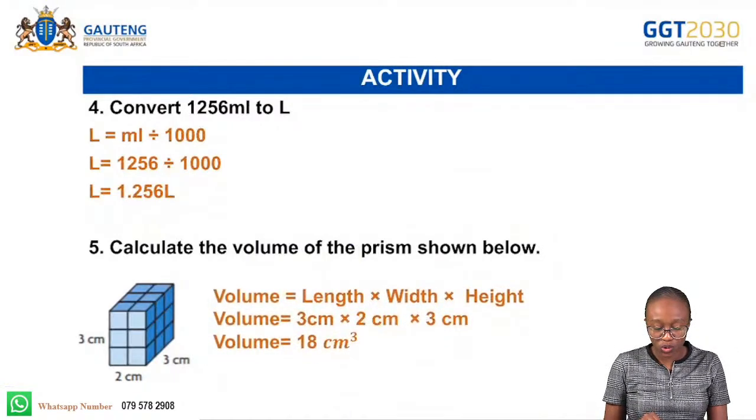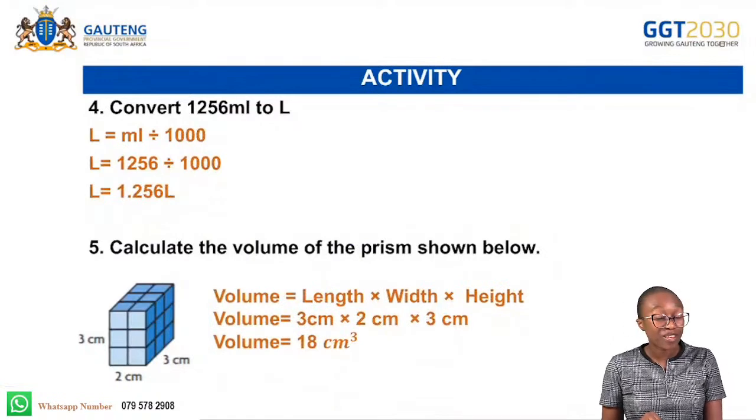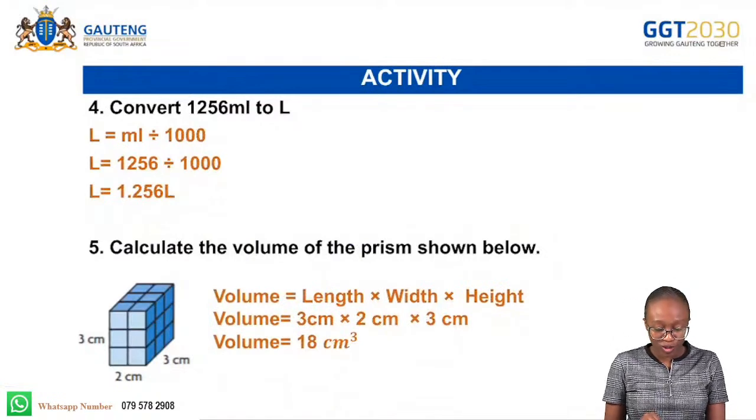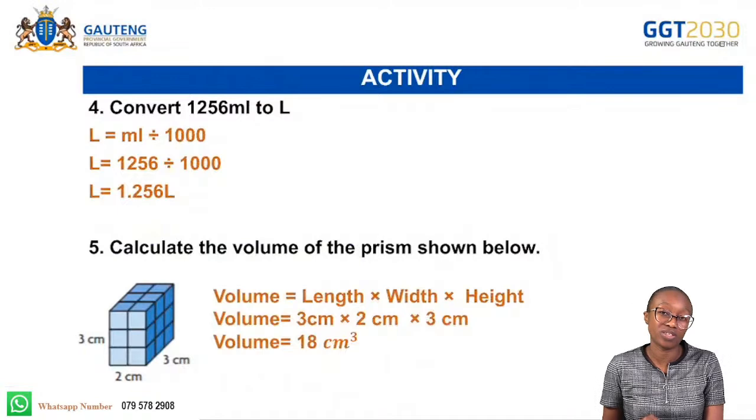Then calculate the volume of the prism below. Remember, we need to multiply the length by the width and the height. So what is the length? 3 centimeters, 2 centimeters width, and 3 centimeters height. So we say 3 centimeters multiplied by 2 centimeters multiplied by 3 centimeters to give us 18 cubic centimeters. Now take 2 minutes to copy down these corrections.